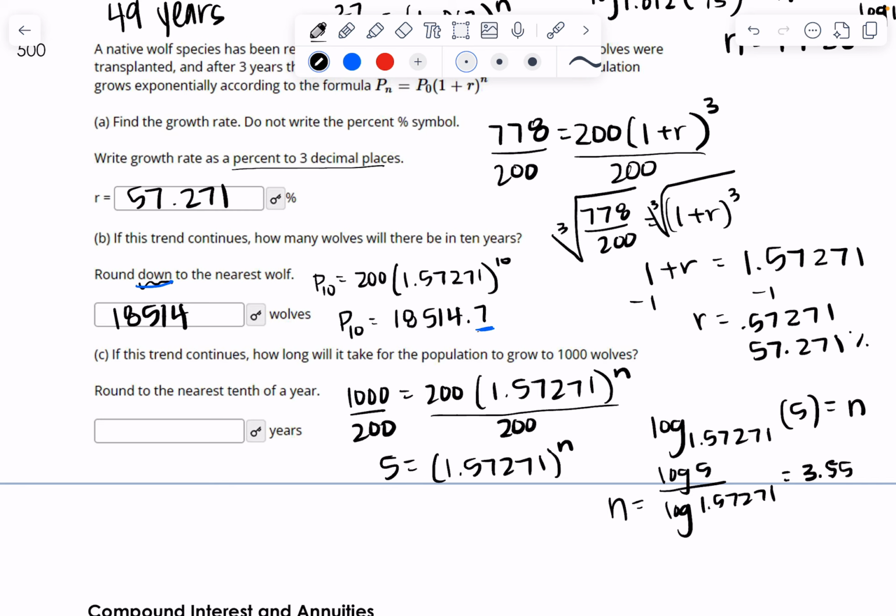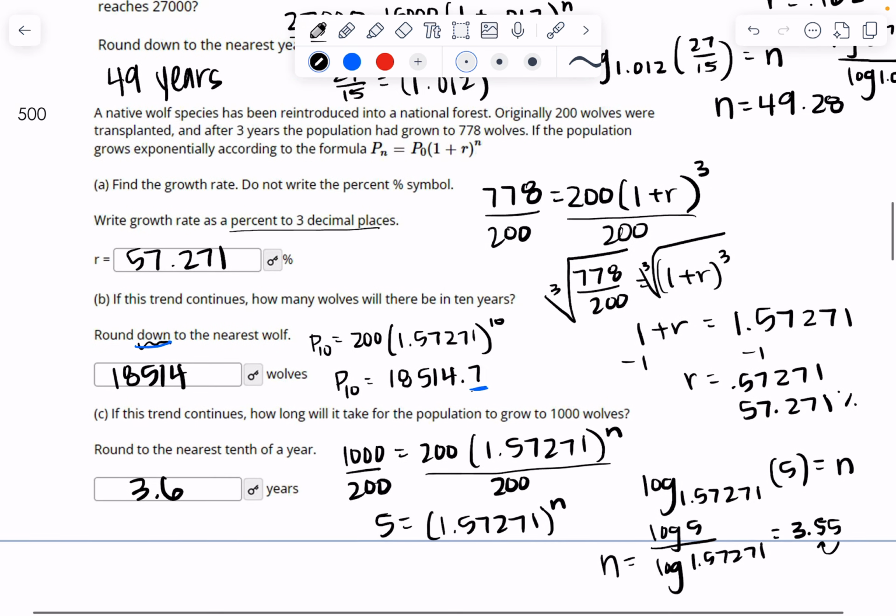And it says round to the nearest tenth of a year. So this makes it round up to 3.6 years. And that's it for growth models. So with the growth models, you could see linear, exponential, or logistic, and you won't see a problem that doesn't match with one of these. There won't be a method or a type of problem that isn't on the review for the exam.